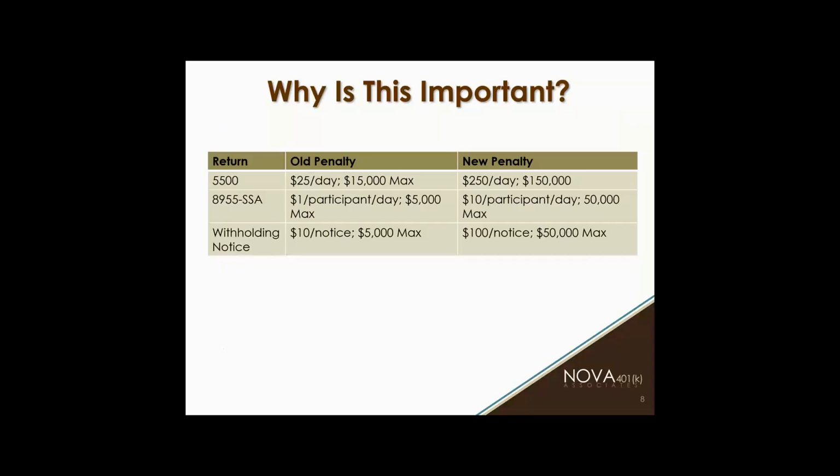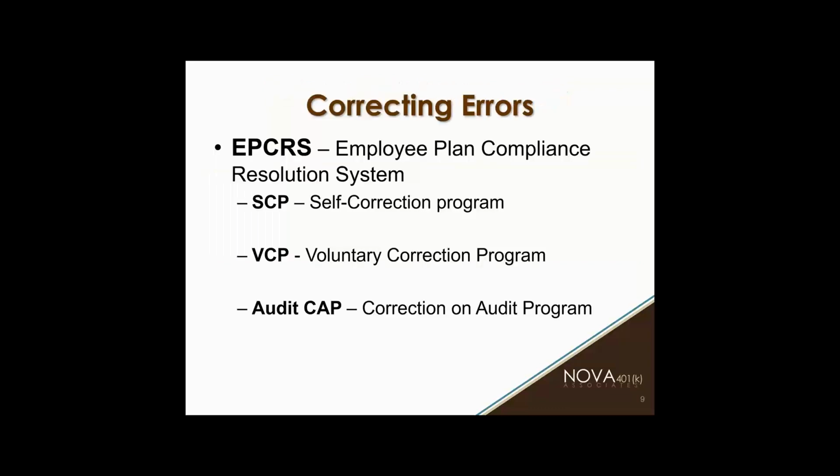Also, they've increased the penalties that they're assessing dramatically a couple of years ago. And you can see the difference here. It's just gone up by a factor of like 100, right? So, filing 5500s late, for example, or various notices and SSA forms and so forth. So the penalties can be pretty steep and significant if you don't comply with the regulations.